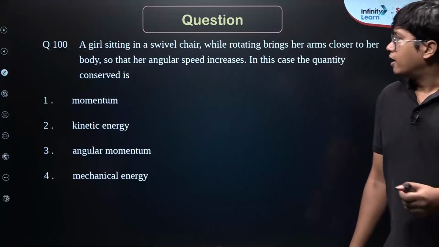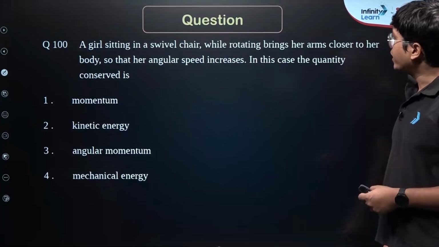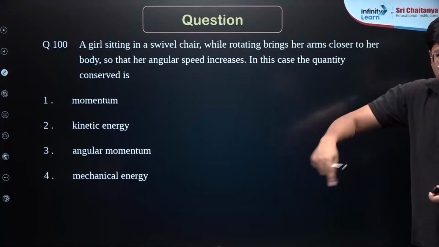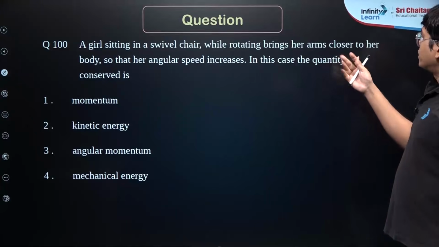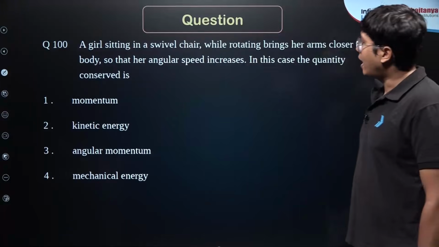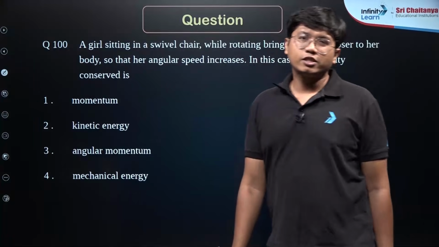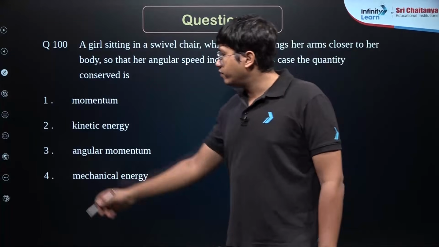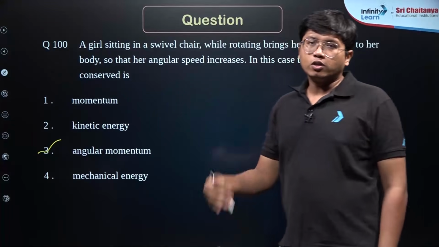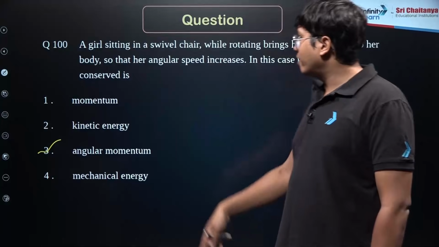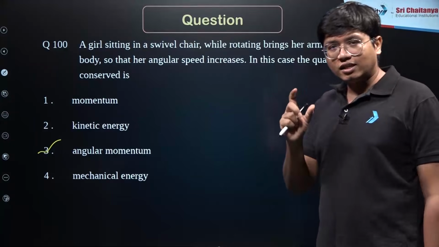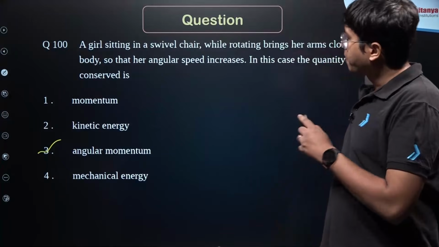Next one, a girl sitting in a swivel chair, while rotating, brings her arms closer to her body so that her angular speed increases. Swivel chair means the chair that spins. In that case, which quantity is conserved? Straightforward, we know it's angular momentum because I omega has to stay constant. So if her I decreases by pulling her hands in, the omega value has to go up.